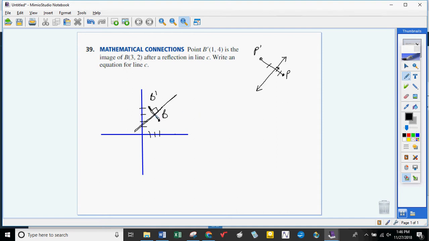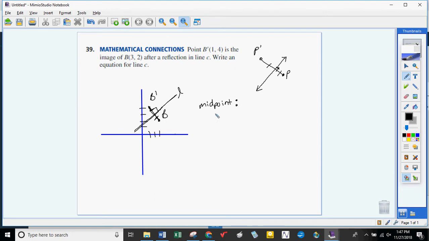Well, I need the slope of the perpendicular line, so we're going to call that L. I need the slope of L, and I need the midpoint in order for it to be a bisector. So the first thing I'm going to do, because it's the easiest, is find the midpoint. It's kind of like one of the problems that we had on last section's test.